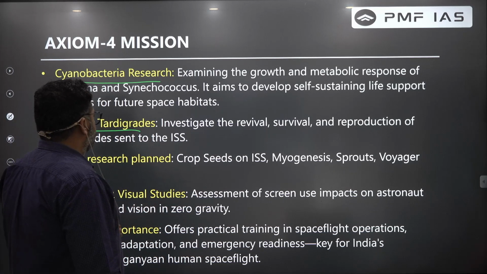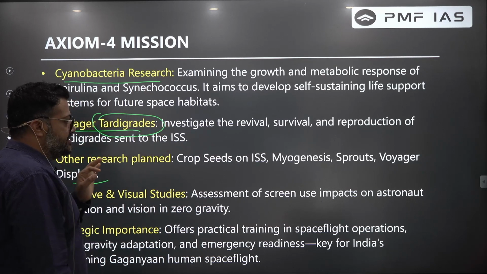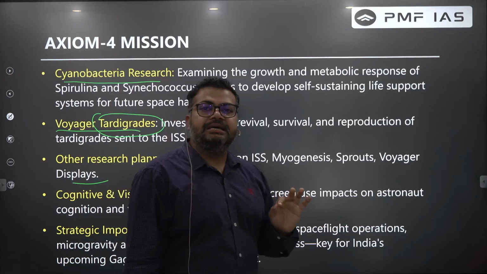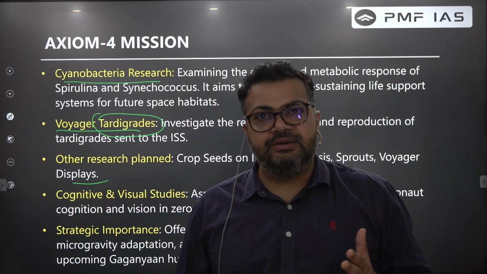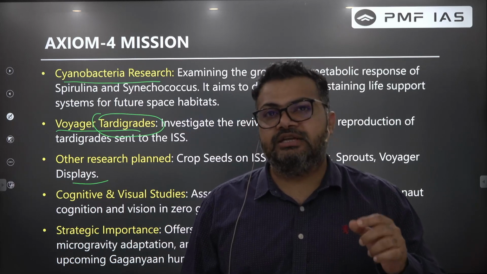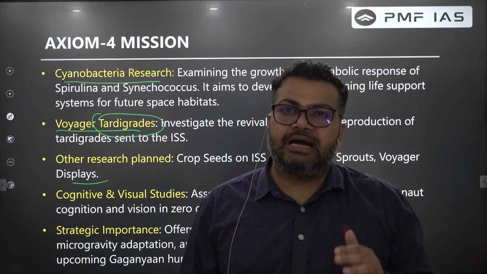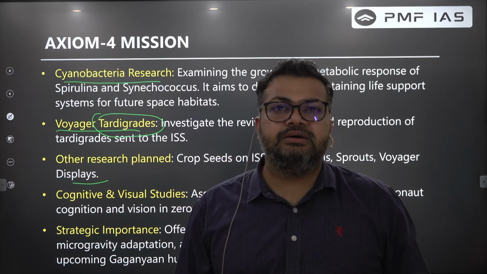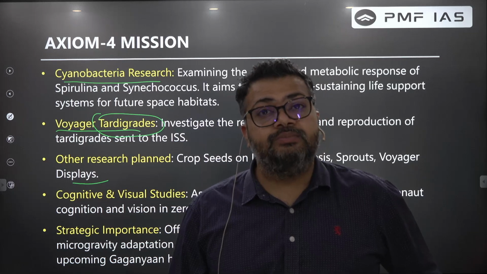Voyager tardigrades. Tardigrades are multicellular tiny animals. They are basically found literally everywhere where multicellular life starts growing. In fact, it is believed that tardigrades might have been on this planet Earth for the past 400 to 500 million years. They must be here, multicellular organisms.